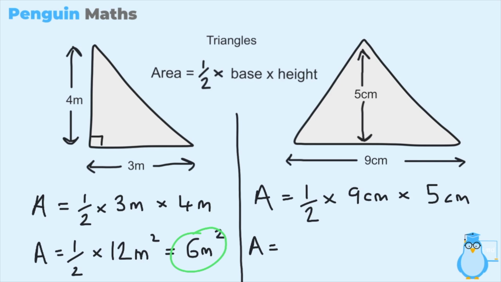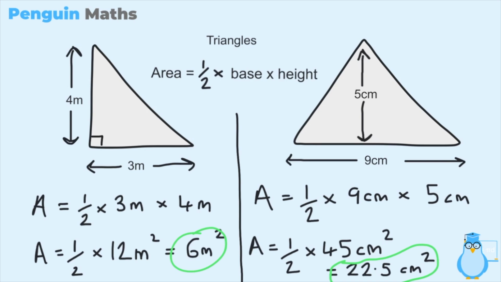and that is equal to 1/2 times, well, we know that 9 times 5 is 45 centimeters squared. And if I can fit in room, we can know that 1/2 times 45 is the same as 45 divided by 2, which we can say is 22.5 centimeters squared, and that's the area of our second triangle.